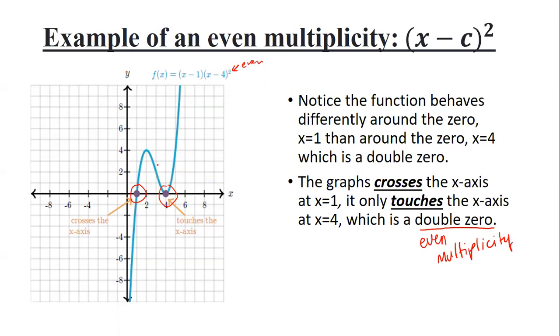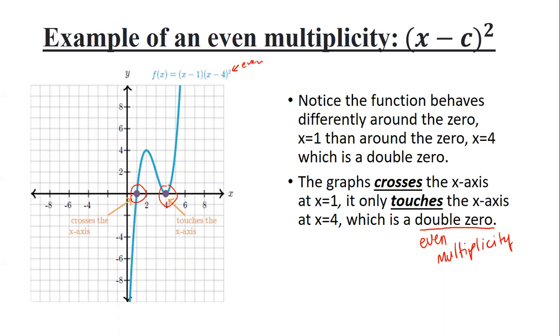And so what I call this is when it's even, it kisses the line. It's gonna just touch the line. So if it said x minus 4 to the 4th, it's gonna kiss the line. If it said x minus 4 to the 6th, it's going to kiss the line.